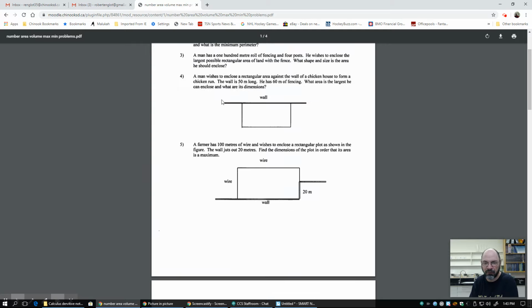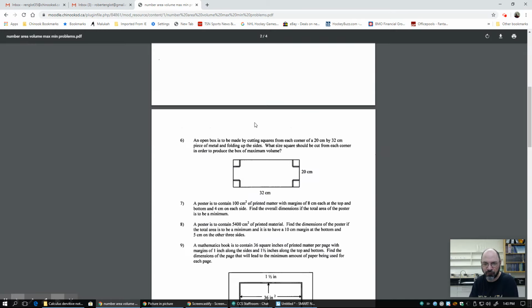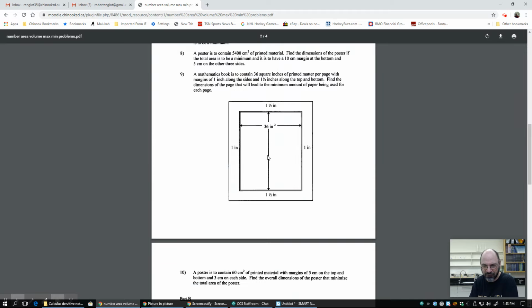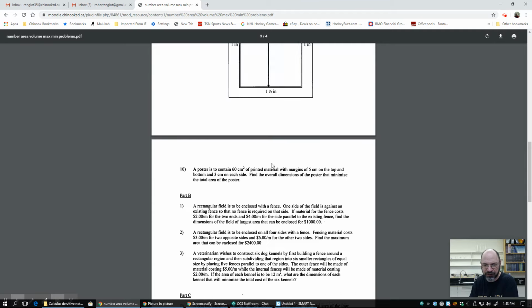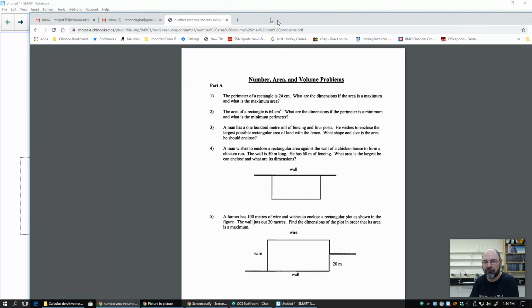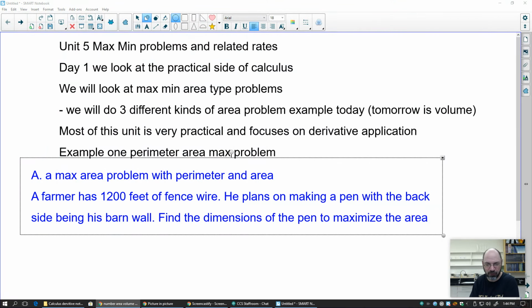So we're going to do an example exactly kind of like this one here and like this one here and like this one here today. These 3 are the ones that we're going to do today. And then we're going to do an example of volume the next day and number, which is like these ones here without the drawings in them. Okay, so let's get that out of our way and do our first example with the barn being part of your wall.